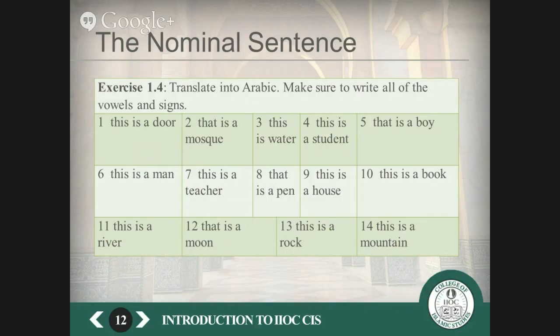So the first three, we're doing the first three, by the way. Who needs more time? We're ready? Okay, number 1. This is a door. Haza babun. Number 2, that is a mosque. Zalika masjidun. This is water. Haza ma'un. Very good. That's it.